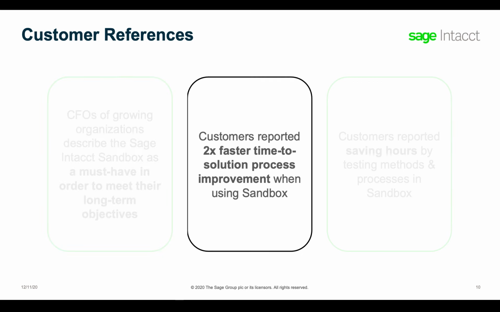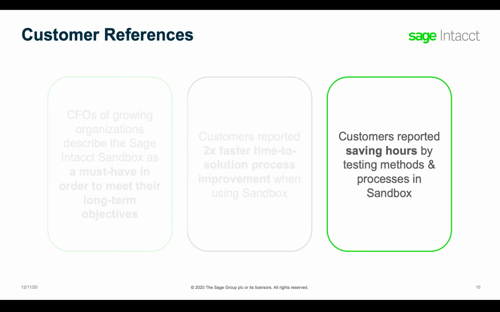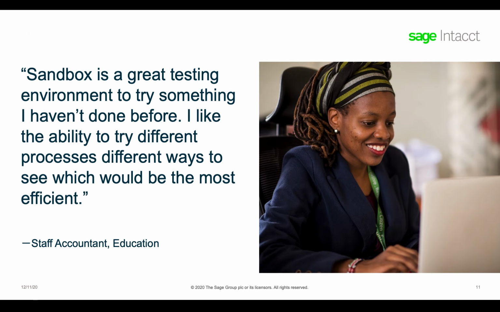We've also had customers report seeing 2 times faster time to solution process improvement when using Sandbox in conjunction with Sage Intacct Community. What this means is that users will get new ideas from Community, test them in Sandbox, and use these time-saving tricks in their production environment. We've also had customers report saving hours from tiresome manual processes by testing new methods in Sandbox, pushing themselves and their teams to continuous improvement.